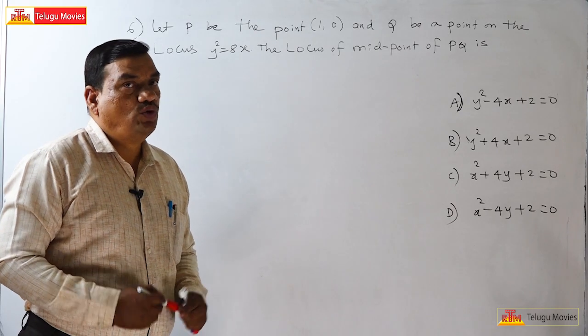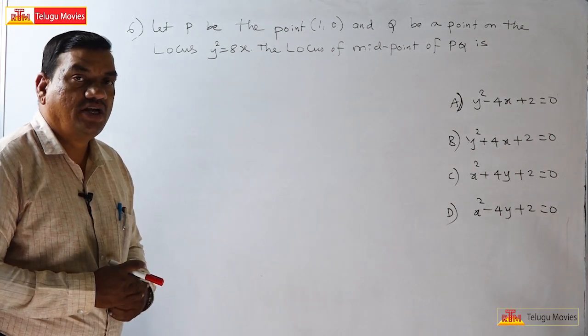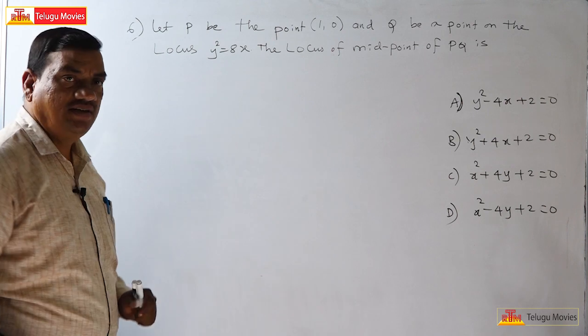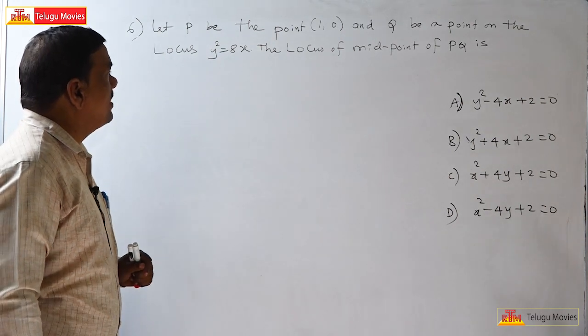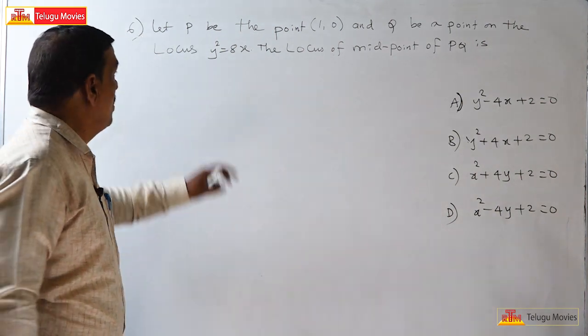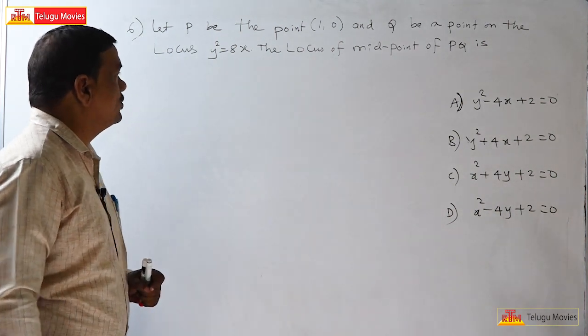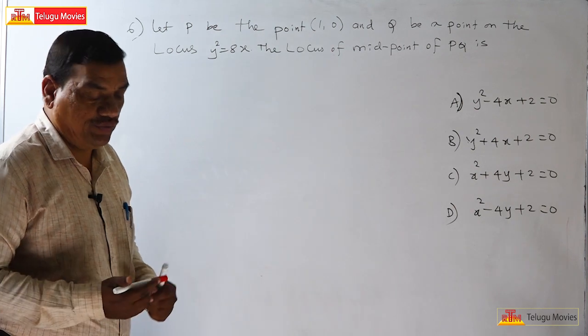Hi students, welcome to this problem. This was also asked once in a JEE Mains examination. Let us first read the question carefully. Let P be the point 1 comma 0 and Q be a point on the locus y square is equal to 8x. Then the locus of the midpoint of PQ is.